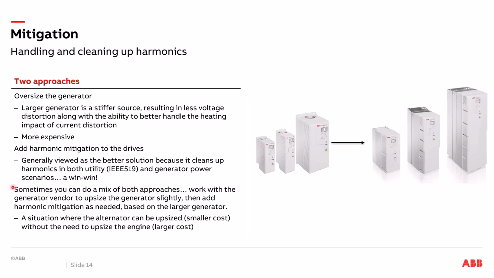I did want to mention, though, that there is sometimes kind of a best of both worlds. You kind of mix and match a little bit. Now, it requires you to know exactly who your generator vendor is going to be and to coordinate with them. But what you can do is upsize the generator just a little bit. One of those things where you bump up the alternator size, but don't necessarily need to upsize the engine size, which is where your bigger cost is at. So you upsize your generator a hair, and then you do the harmonic mitigation from there with that little bit larger generator. That approach isn't taken very often, but if you're trying to really do some value engineering and get the absolute lowest cost sweet spot, that's an approach you can take.